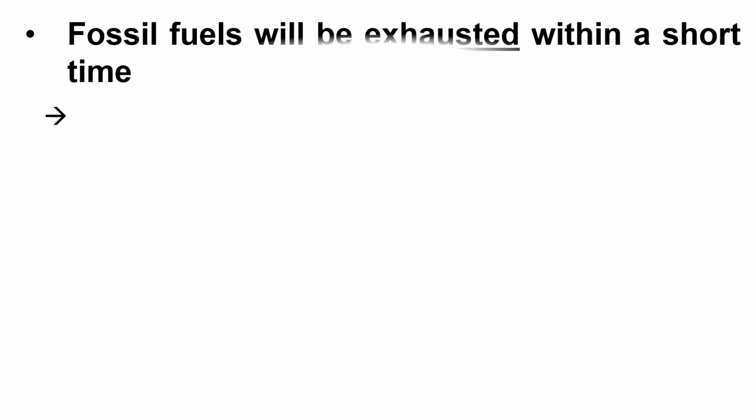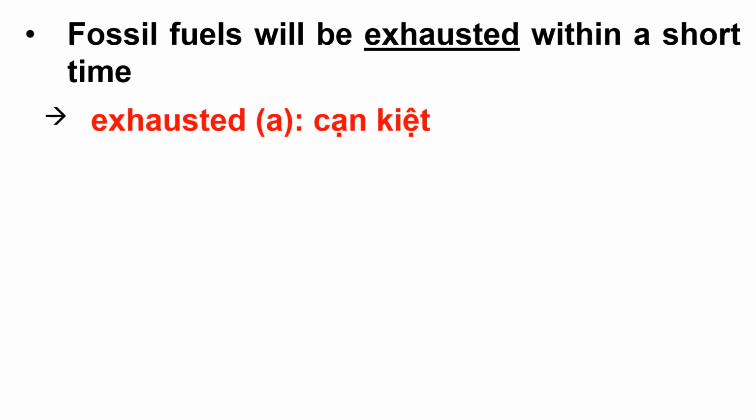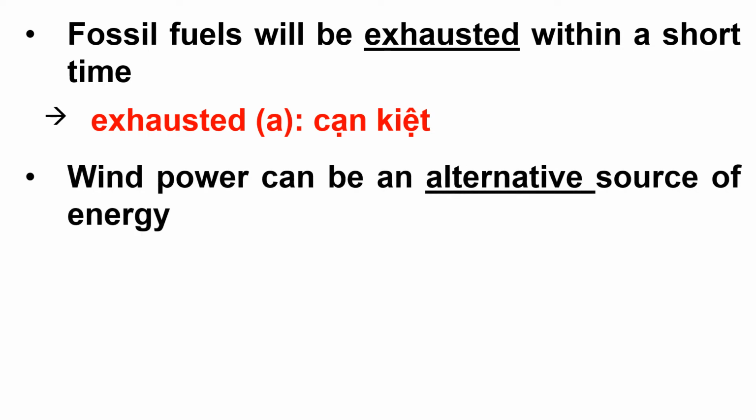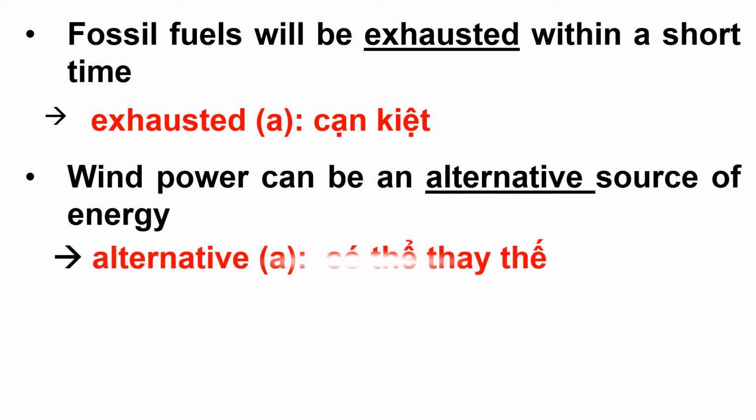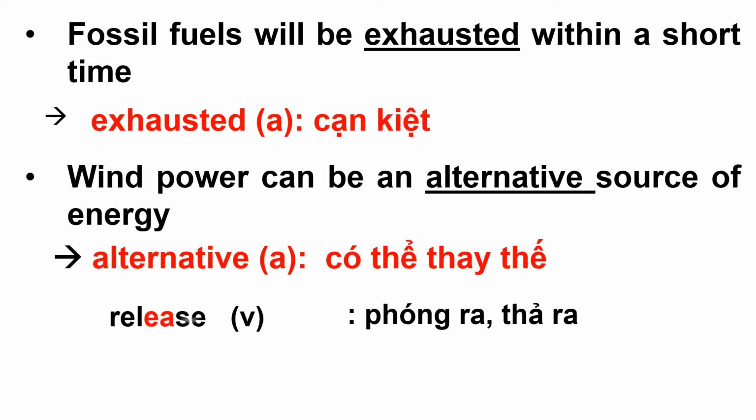I have some more words for you. Please look at the examples. The first, fossil fuel will be exhausted within a short time, and we have the word exhausted. It means cạn kiệt. The second, wind power can be an alternative source of energy, and we have the word alternative. It means có thể thay thế. Which word has the meaning phóng ra or thả ra? That's right, it is release.